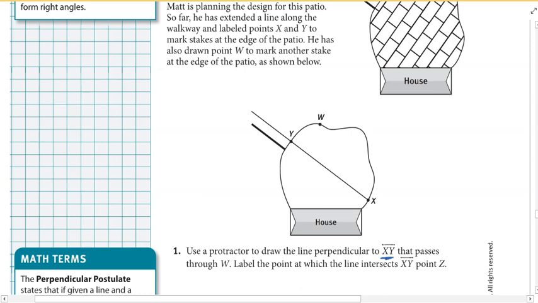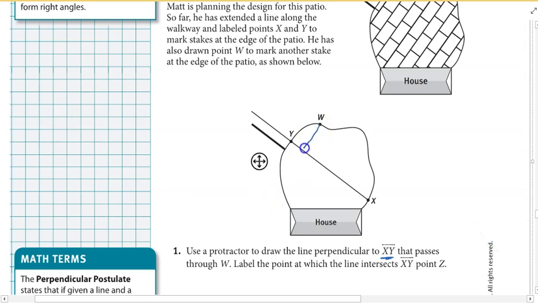Okay, so I need to create a 90-degree angle somewhere on this line here that goes through W. So it's going to be somewhere around here. If you have a protractor, you're welcome to use it. If you don't have a protractor, an easy 90-degree angle is always the corner of a sheet of paper or an index card. So if I take the corner of my index card and slide it up this direction until it goes through W, I should be able to create a nice 90-degree angle.